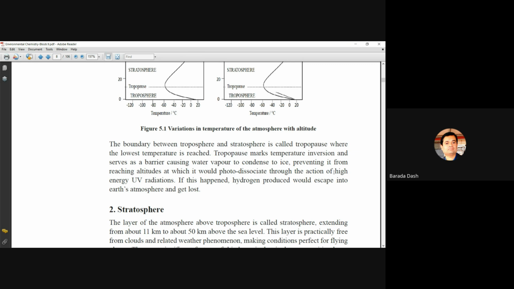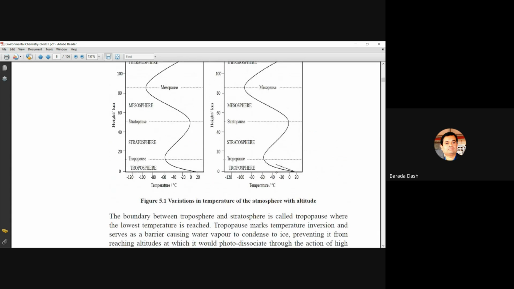So basically, our water cannot go into the upper atmosphere, because it is very low temperature at that level, minus 56, and the water gets trapped because of ice formation. Ice formation and condensation occur, which prevents the water vapor from going out of the tropospheric range. So water vapor cannot go beyond the tropopause, or beyond the troposphere.